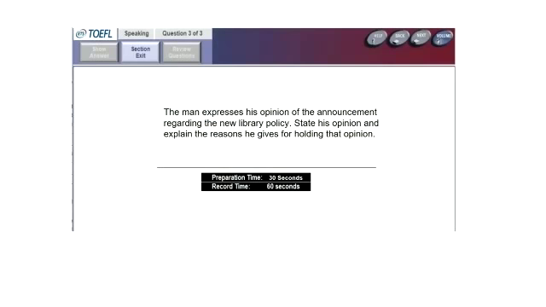So the questions for this task type are going to be similar. Either the man or the woman expresses his or her opinion about whatever was in the reading. In this case, it was the library policy. State his or her opinion and explain the reasons. So the formula for that question is very similar. You're going to have 30 seconds prep time and 60 seconds speaking time.